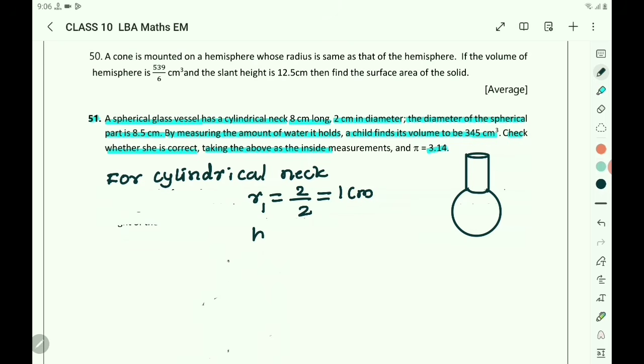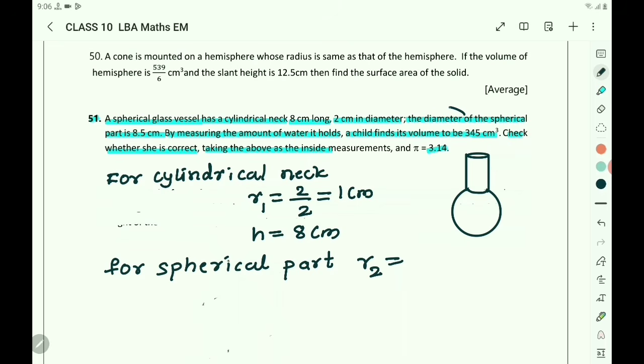Then you write H. The length of the cylindrical neck is 8 cm. Right, 8 cm. And for spherical part, consider that is R2. Diameter is given. Diameter of the spherical part is 8.5. Then R2, the radius is 8.5 by 2 cm.